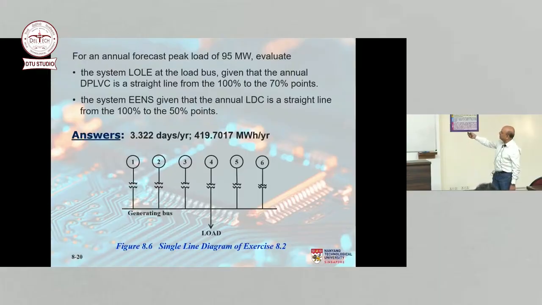For an annual forecast peak load of 95 megawatt, calculate the risk LOLE, given that the annual daily peak load variation curve is a straight line from 100 to 70%. Calculate the energy index, unreliability, EENS, given that the load duration curve varies from 100% to 50%, and the answers are here. So how will you attack this question? How will you deal with this question? I haven't given you any example like this. This is different from the 2 examples. Anyone?